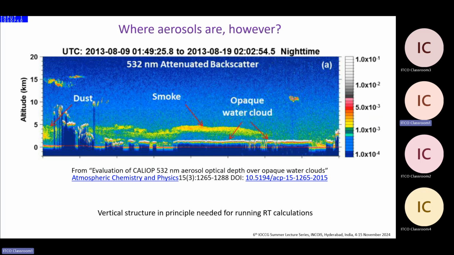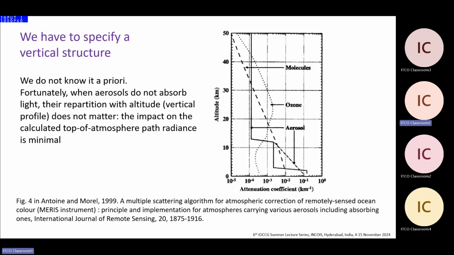That's because if they absorb and are in the lower atmosphere, there will be a lot of interaction with Rayleigh scattering, because there are more molecules there and so more possibility of absorption than if they are at the top of the atmosphere. That changes completely the interaction with molecular scattering, and that changes the signal. I think that's what I said in this slide, so I have anticipated a bit. Fortunately, when aerosols do not absorb, their distribution with altitude does not matter much.